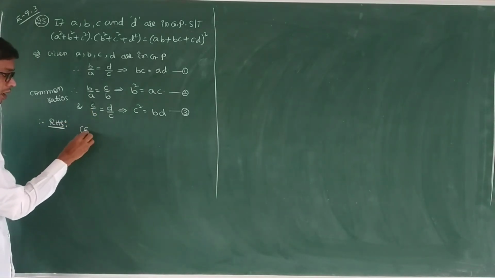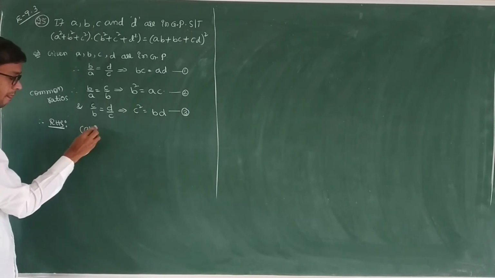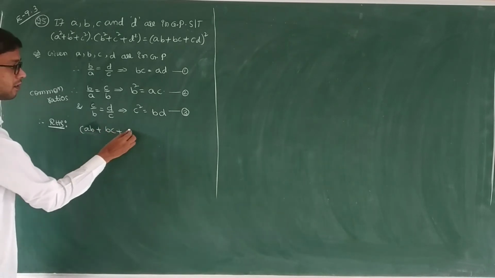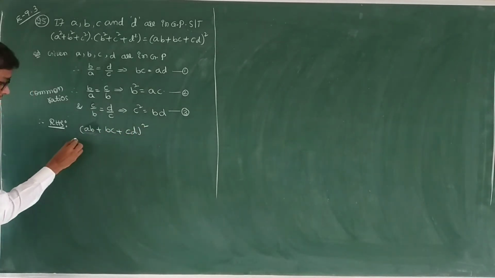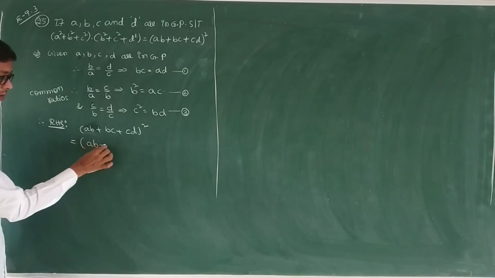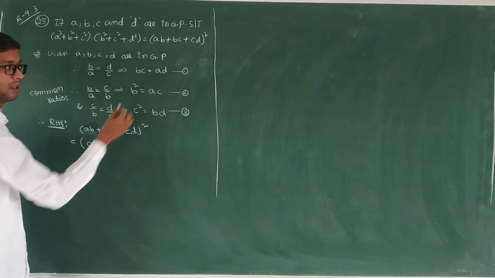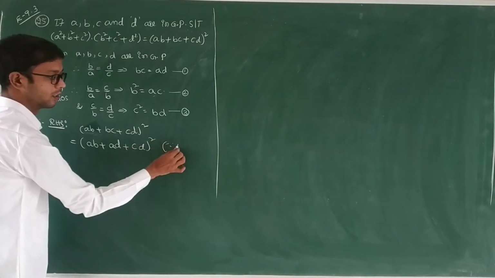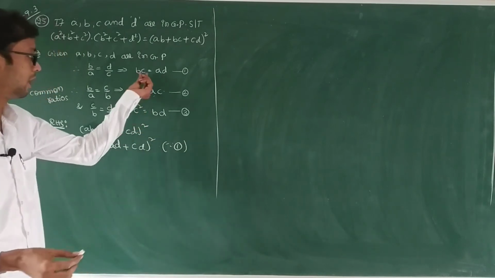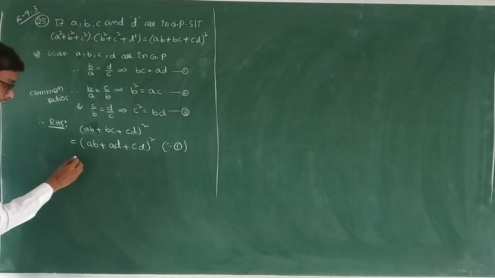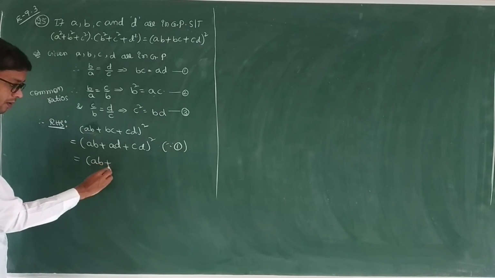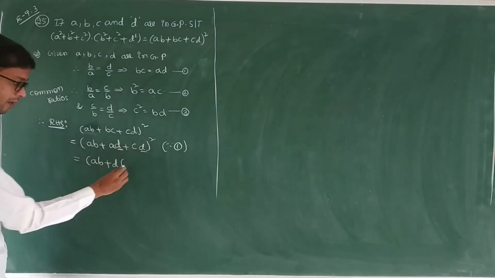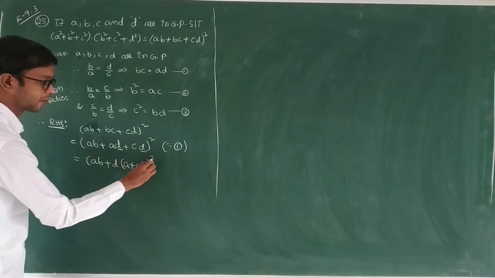What is the RHS? AB plus BC plus CD whole square. That is equal to AB plus BC, which means AB plus CD whole square, since from equation 1 I am substituting AB for BC. Next, AB plus, in this I am taking D common: D is common, A plus C whole square.